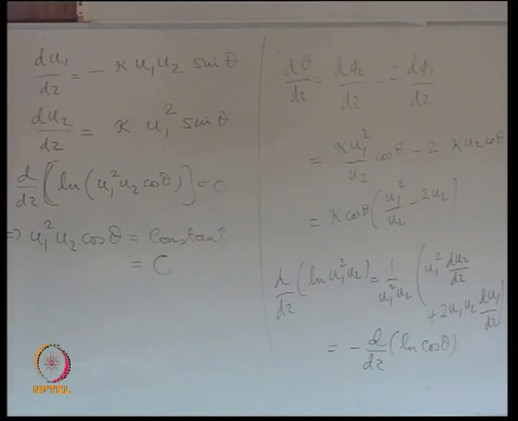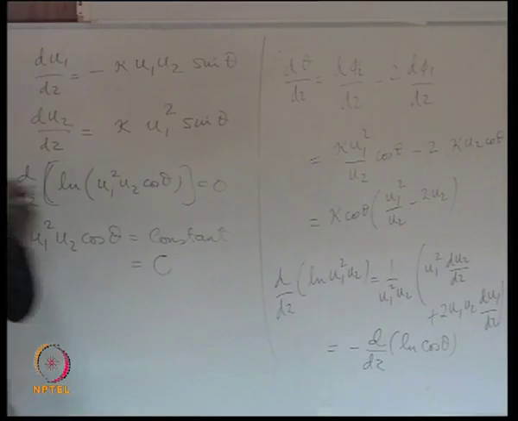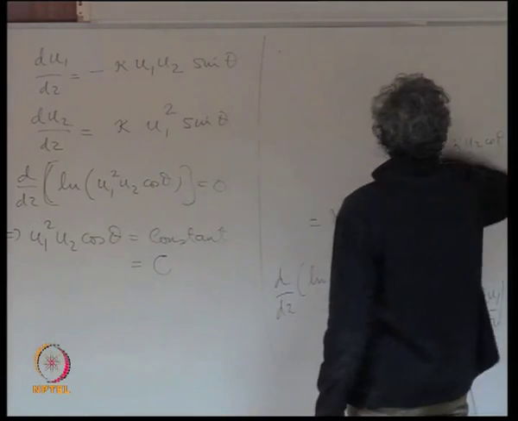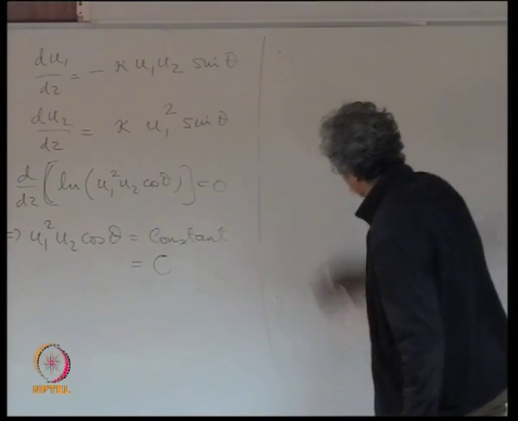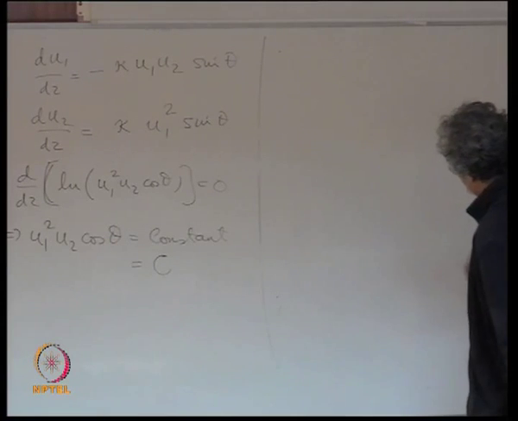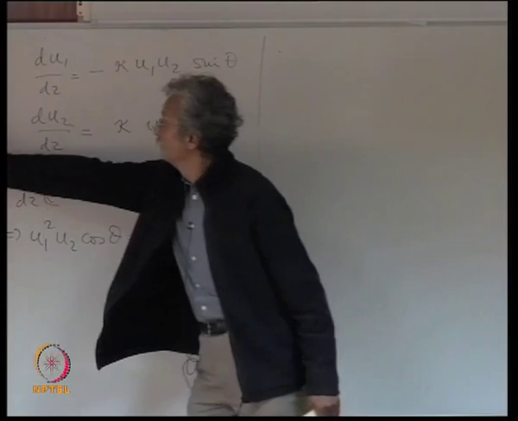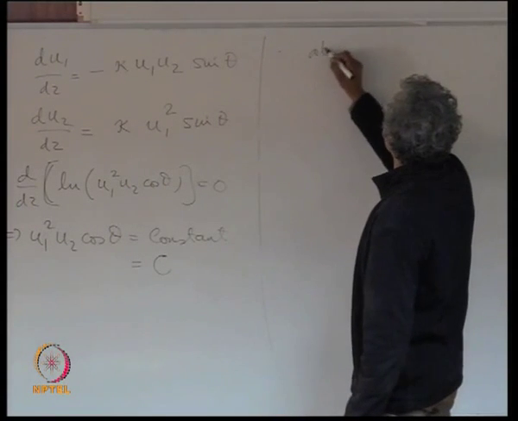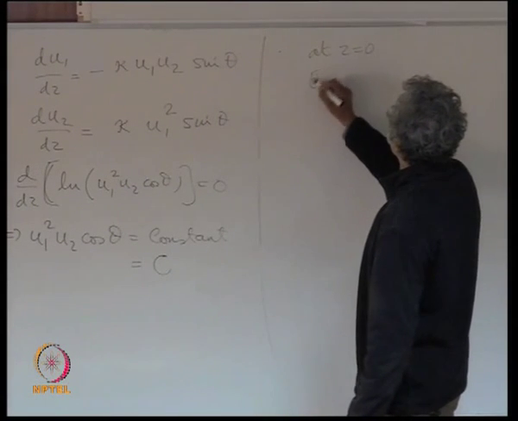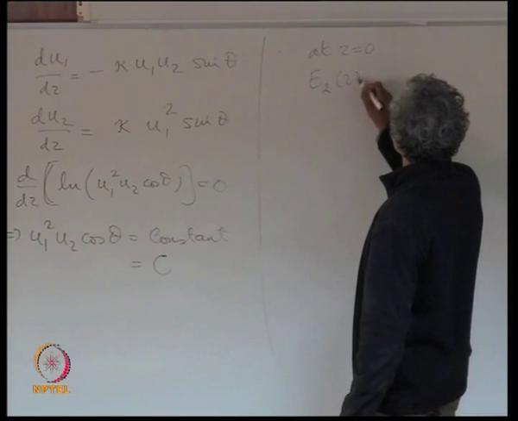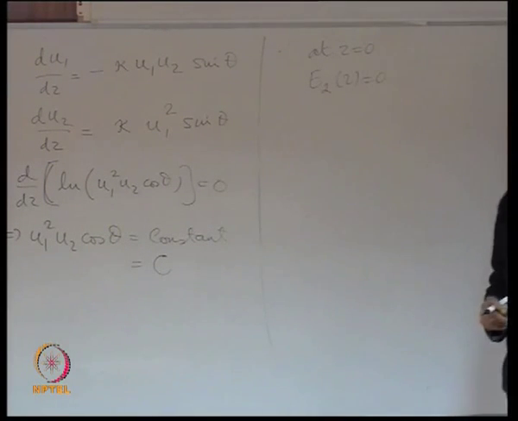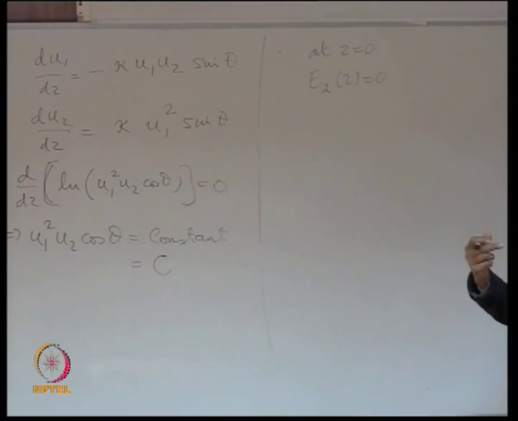Now you note that for the case of second harmonic generation, what is the initial condition? I have only the fundamental incident on the crystal. So, at z is equal to 0, E2 of z is equal to 0. There's no second harmonic incident. So, I have a crystal in which I launch a wave at omega frequency.